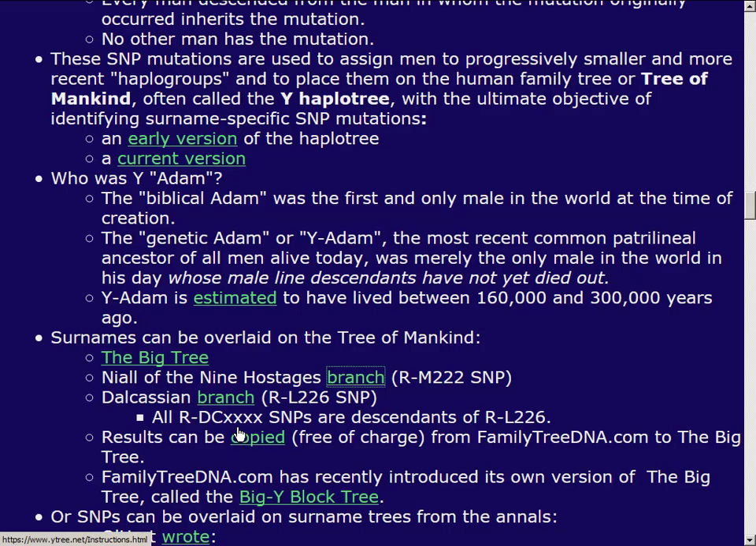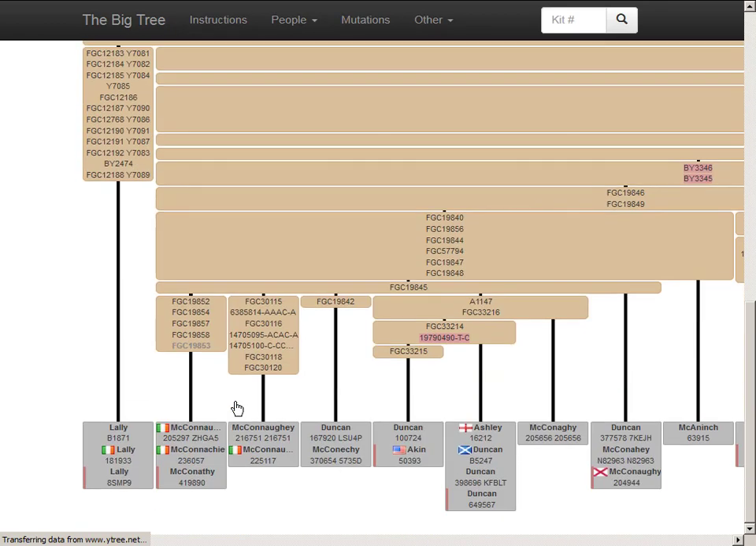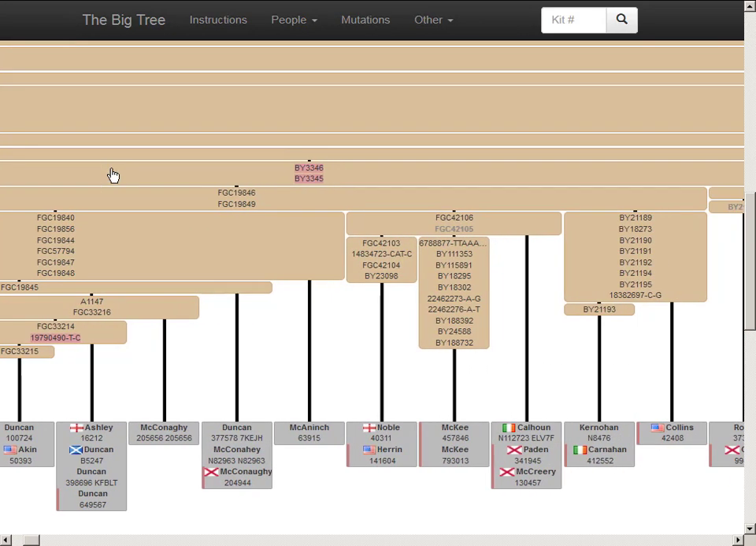But we can see how the mutations and the surnames match up. While that one is loading, I'll open the Dalcassian one. That's the Clare one. That's the lineage to which the O'Briens belong. And it's well documented in the annals as well. Here's M222 loading up. So here's a branch where they've all these SNP mutations, about a dozen of them, and the only men who have that mutation are Lallys. Then we have a branch over here, mostly McConaughey's with various spellings, but a few others thrown in as well. These are mutations that only some of the McConaughey's have in this block. These are mutations that a different subset have. So these are McConaughey-specific mutations. These are Lally-specific mutations.